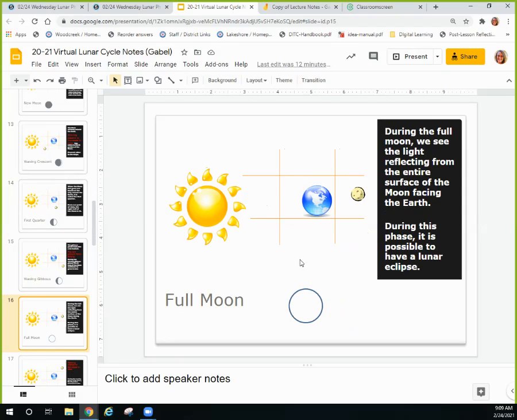And here we are at our full moon. During a full moon, we can see the light reflecting from the entire surface of the moon that's facing Earth. So again, we only see one side of the moon. During this phase, it is possible to have a lunar eclipse. So when we see a full moon, we can see the entire side of the moon lit up by the sun.